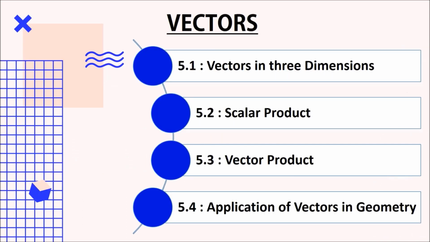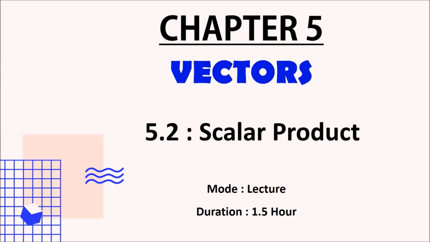So in this chapter there are 4 subtopics that we are going to learn. The first subtopic is 5.1 vectors in 3 dimensions, 5.2 scalar product, 5.3 vector product, and 5.4 the application of vectors in geometry. Now let us proceed with the next subtopic in our chapter, which is 5.2 on scalar product.